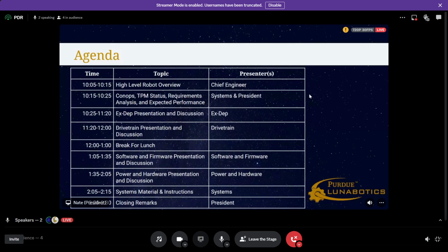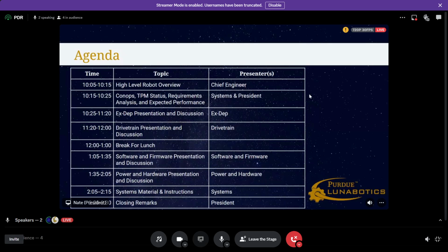Then systems will present on our overall concept of operations, our technical performance measures, and how we are currently stacking up to those. Then XStep will present, followed by Drivetrain, with time for questions at the end of each of those presentations. We'll break for lunch, and software and QH will present, and then we'll finish up by discussing what is expected at CDR and what our plans moving forward are.